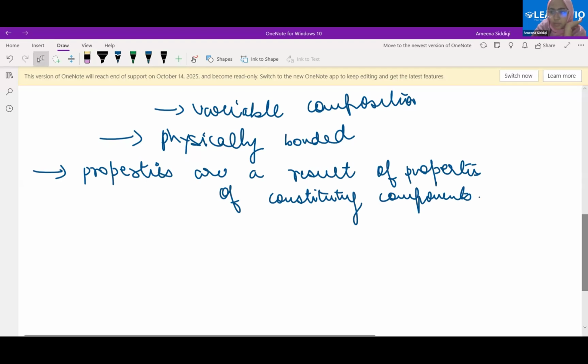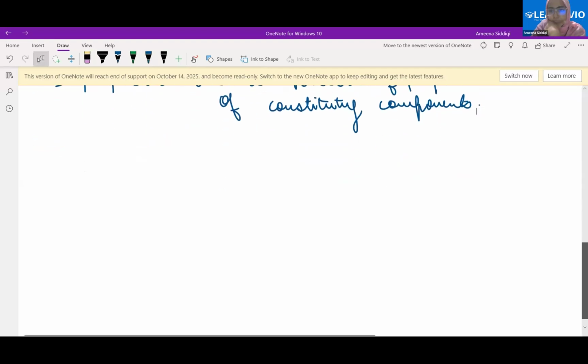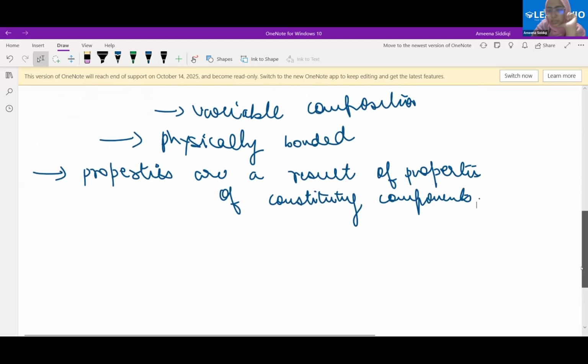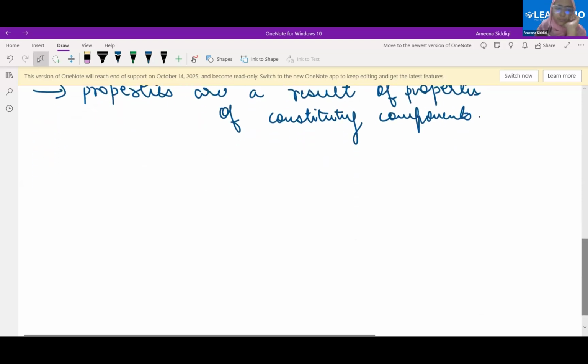Can you quickly give me one example for this third point? For all of these points, can you give me some examples of a mixture? Yes, copper sulfate with iron. Copper sulfate with iron. What will be the point there? How can you prove that it's a mixture?